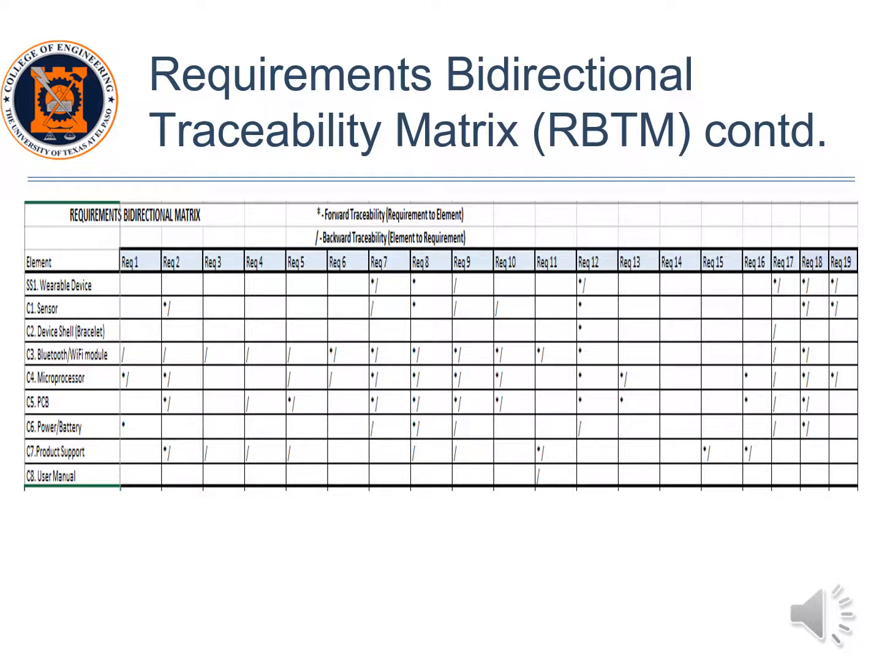In the case of the first component of the wearable device, the sensor, you can see that there is a forward traceability and backward traceability with requirement number 2, which is defined as the system reading shall be accurate 95% of the times employed. For the full RVTM, refer to Appendix C of the IVVT plan.